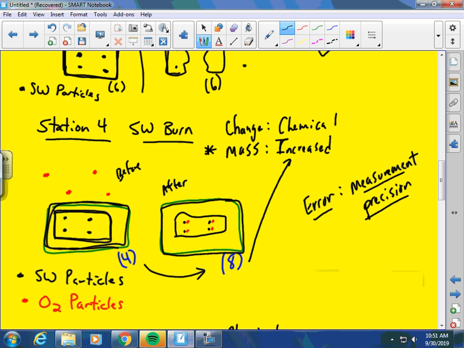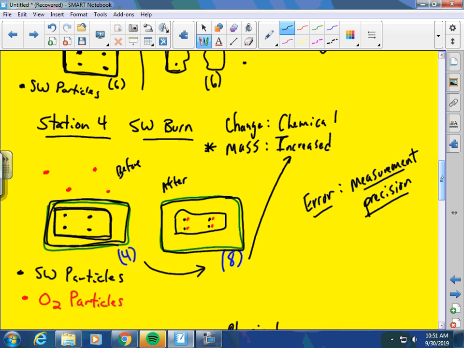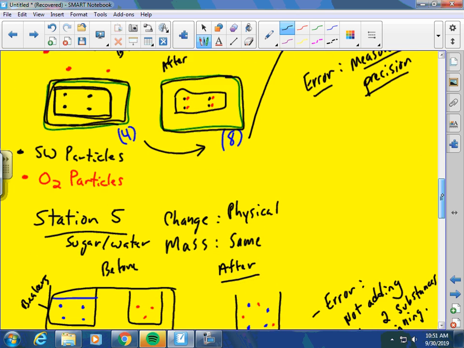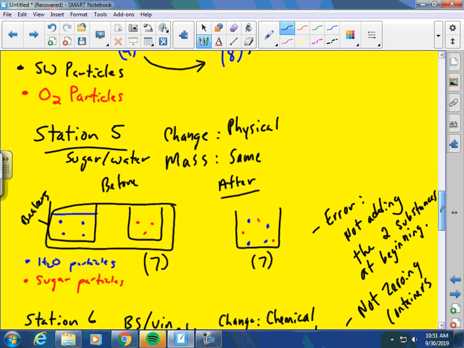Okay, station 5 was sugar being dissolved in water. What kind of change do you think that is? It is just a physical change. We're just making a mixture. That's all we're making. Now, what do you think? Should the mass have increased, decreased, or stay the same? Stayed the same, right. We're just taking the sugar and adding it to the water. All right.